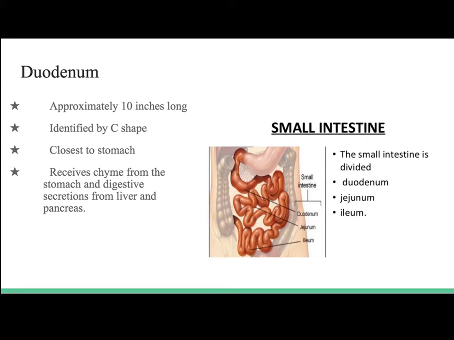So, duodenum, approximately 10 inches long. Here's that better picture. You can see it's kind of a C shape here. So not very long. It is the closest to the stomach. It receives chyme, which remember is a chunk of food that has been slightly digested, filled with things like hydrochloric acid from the stomach, as well as pepsin, which is an enzyme that digests proteins. But it will also be the major site for digestive secretions from the liver and the pancreas.